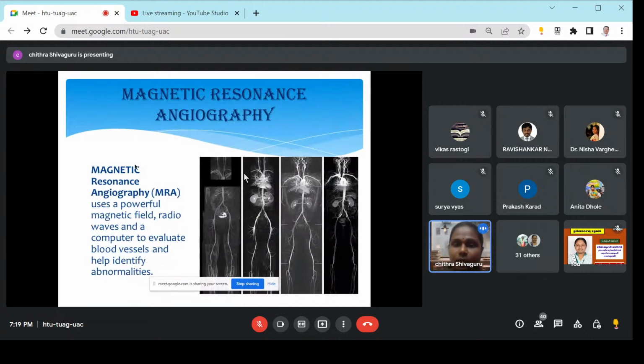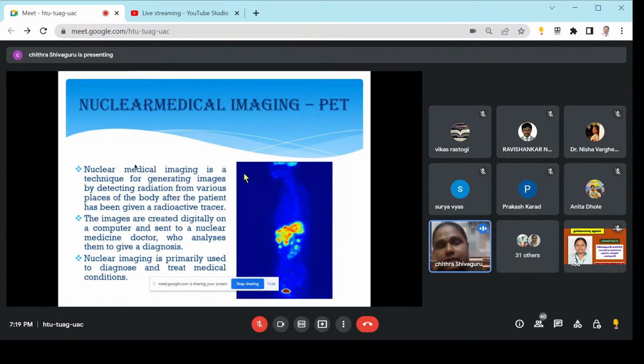These techniques, whatever I discussed here, use radio waves to scan the patients. Now, what is the next term? It is nuclear medical imaging, that is PET. It's a technique for generating images by detecting radiation from various places of the body after the patient has been given a radioactive tracer. The radio tracer will be injected into the patient, and they will be asked to wait for 24 hours under observation.